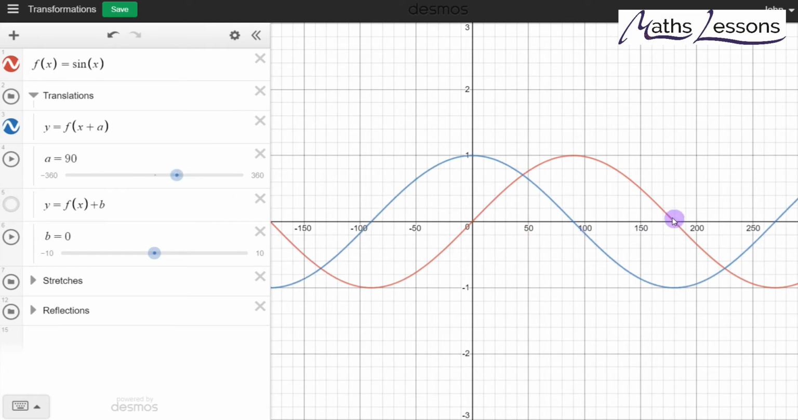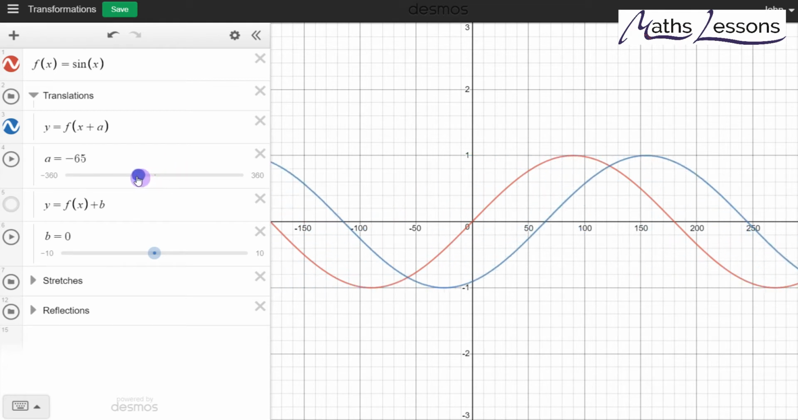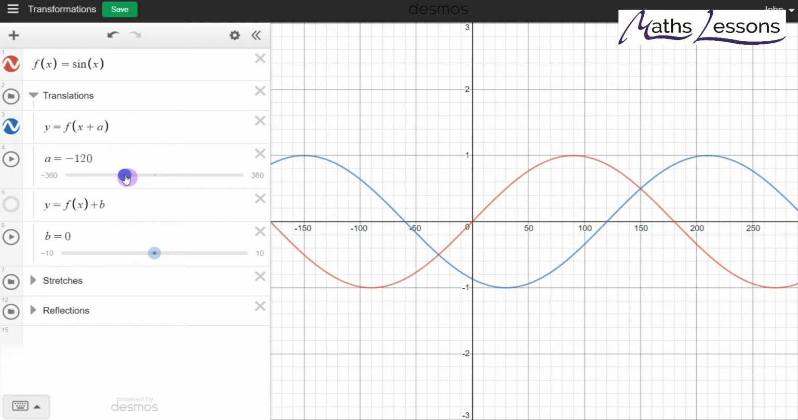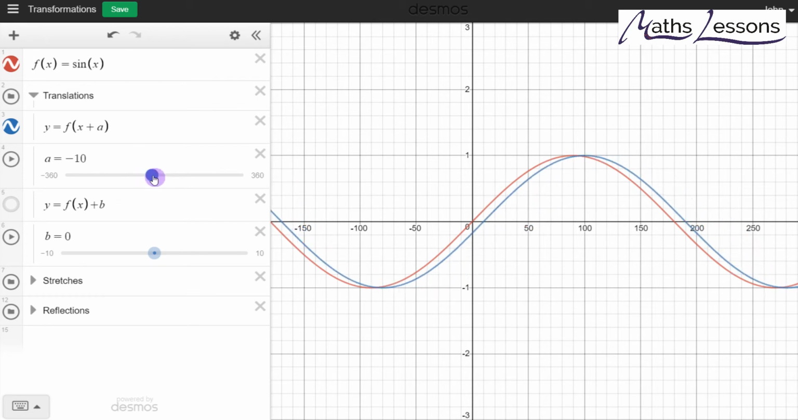So we can see, look, the original graph was at 180, it's now crossing at 90. Its peak was at 90, it's now got a peak at 0, so that shifts it left. Now if we make the a negative, then it shifts it to the right. Okay, so that's what that one does.